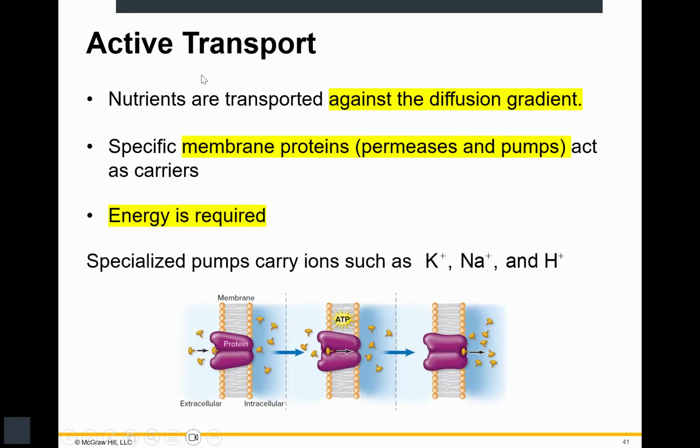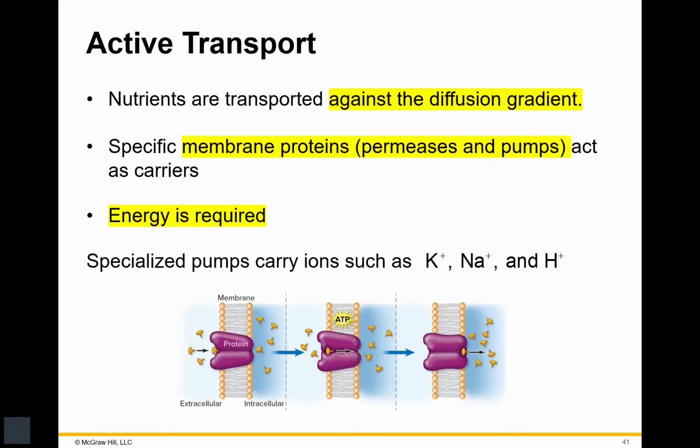Active transport is also another transport mechanism. Now, with active transport, you are moving nutrients against their gradients. So active transport is like you are climbing a hill. So you are pushing more nutrients towards where there's already more nutrients. Now, you would need the help of membrane proteins, mainly permeases and pumps. Now, these are going to act as carriers with a lot of energy required to help push nutrients towards where there's already more.